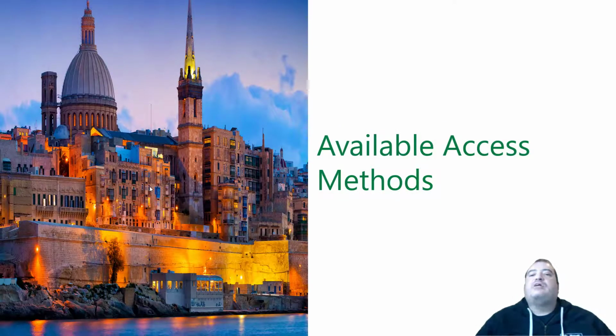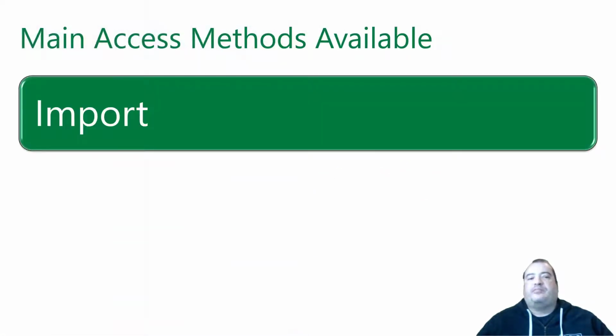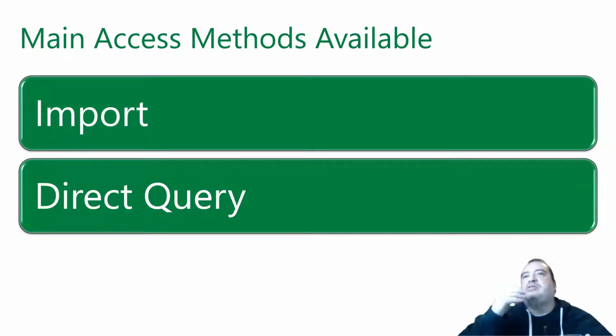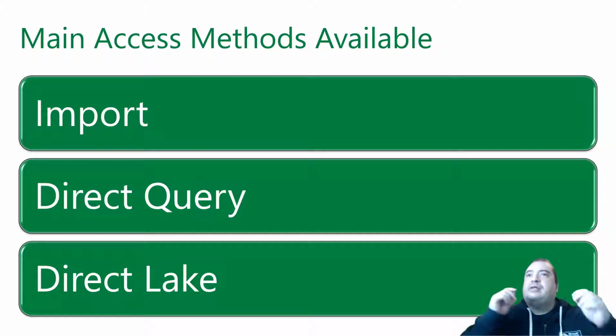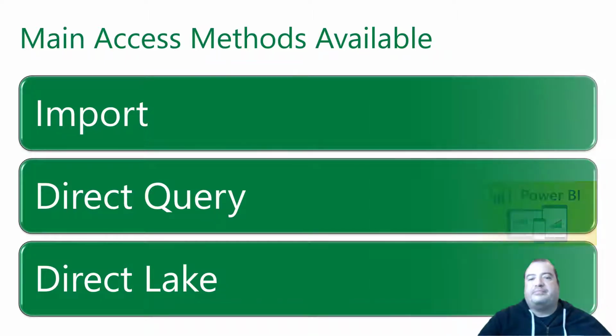What are the available access methods with Fabric? We have the import access method. This is usual for Power BI. We have the DirectQuery access method. Once again, useful for Power BI. And we have the DirectLake. The DirectLake is the great news about access methods in relation to Fabric.